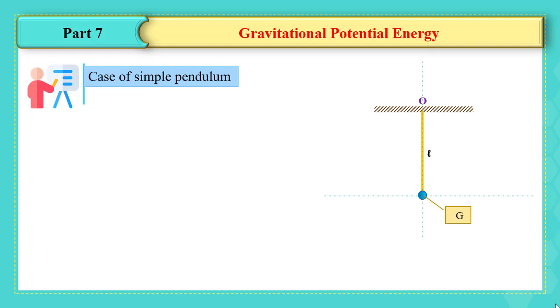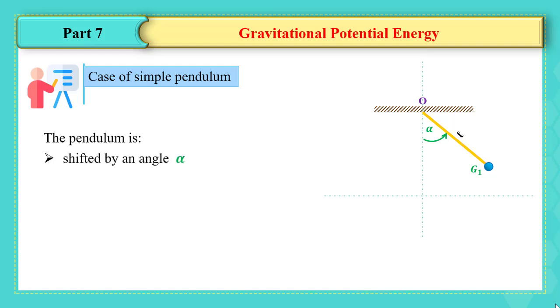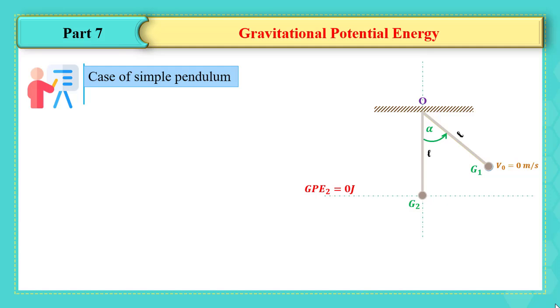To study the gravitational potential energy of this pendulum in its different positions, we are going to shift it from its equilibrium position by an angle alpha, where G becomes at point G1, and then it is released from rest. Take the horizontal plane containing G2 as a reference level for the gravitational potential energy. At equilibrium, G is at point G2, thus GPE2 is 0. The indication of the plane containing the reference level for the gravitational potential energy is important in finding GPE since it depends on the height from the reference level.